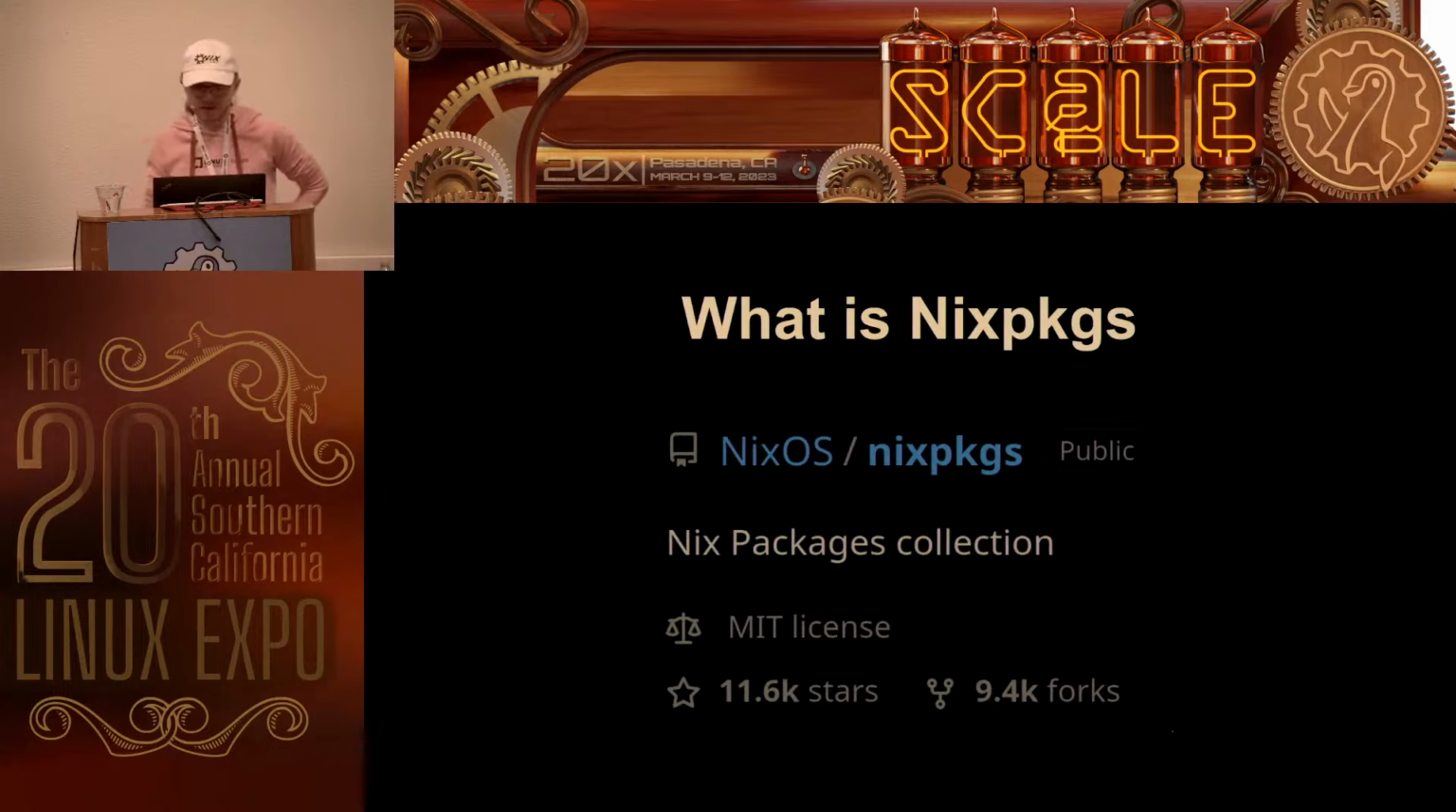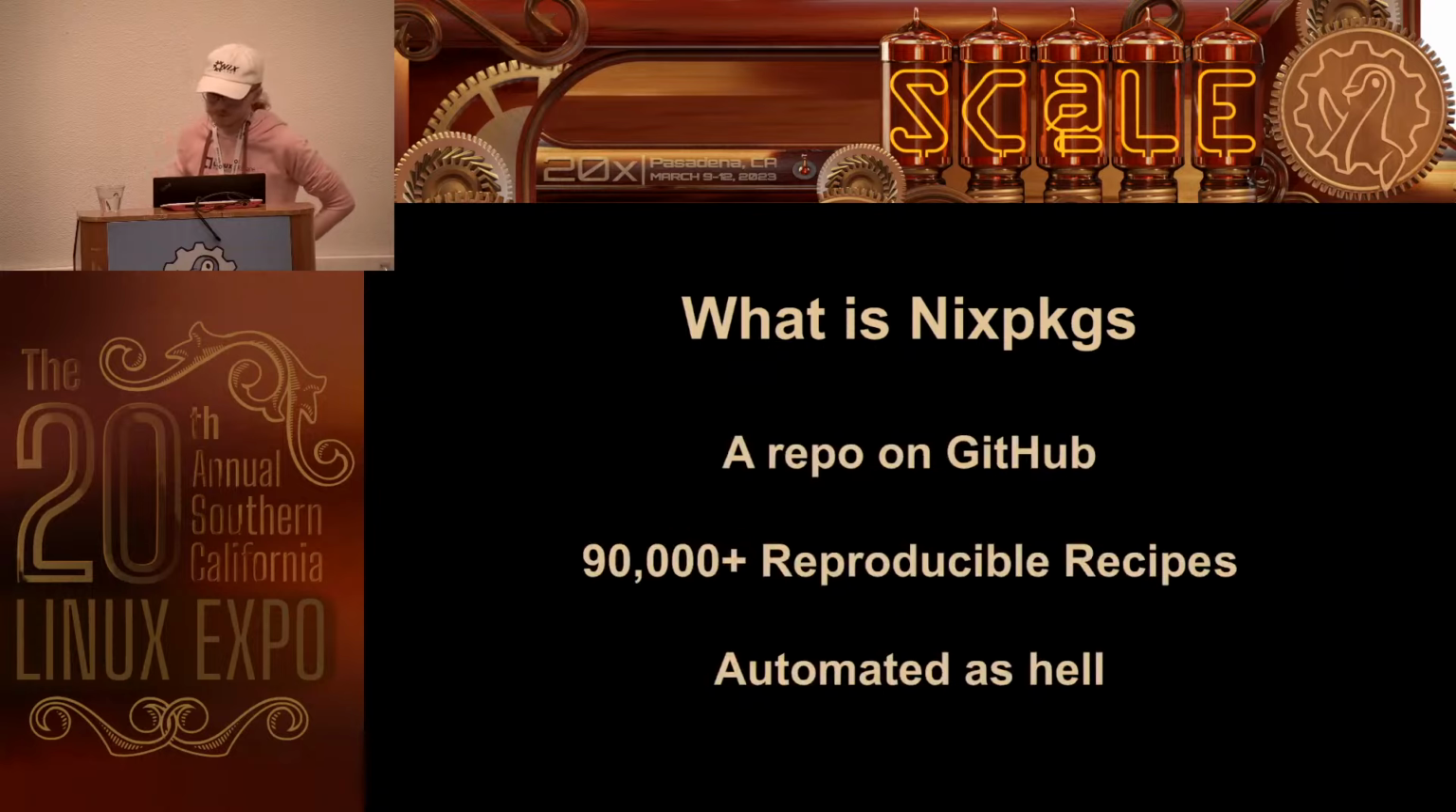So what's Nix packages? Nix packages is a collection of 90,000 packages now, right? This is where all of the recipes come from. We call them derivations. This is the Nix code that reproduces Python and glibc and Firefox and builds everything from source. If this didn't exist, I couldn't Nix build anything, okay? So it's just a repo on GitHub, and it contains these 90,000 plus reproducible recipes, and it is automated as hell.